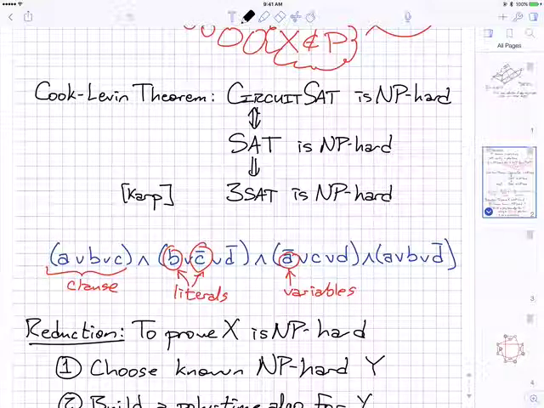When I went from SAT to 3SAT, I had to do a more complicated transformation that involved introducing some new variables. But at all times, the structure that I was playing with and manipulating was a Boolean formula. And the question was, is this Boolean formula sometimes true or is it always false?